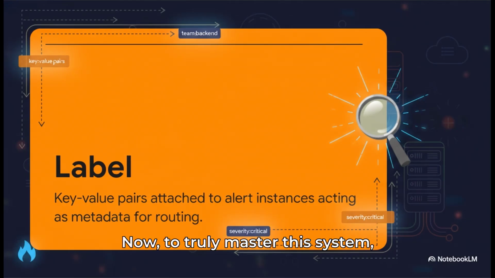Now, to truly master this system, you absolutely have to understand a core concept: labels. Labels are just simple key-value pairs, things like team equals backend or severity equals critical. As the sources emphasize, these labels are the vital glue of the entire alerting engine. They are the metadata that will eventually connect the alert rules you create directly to their final notification destinations.